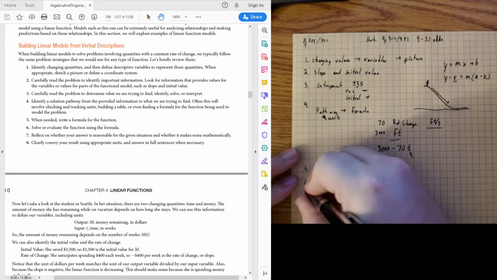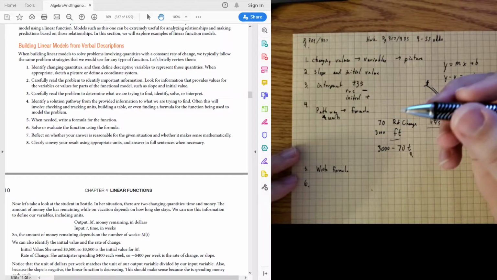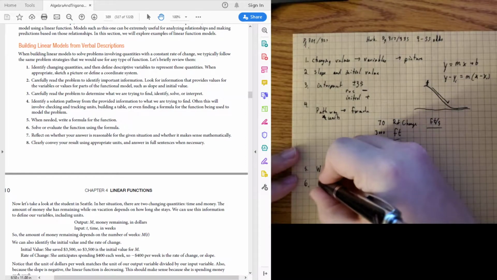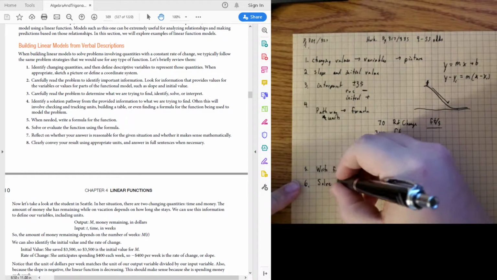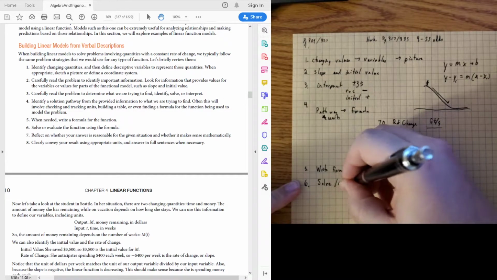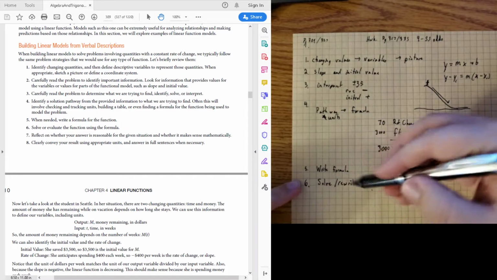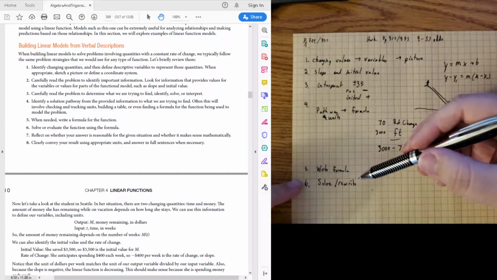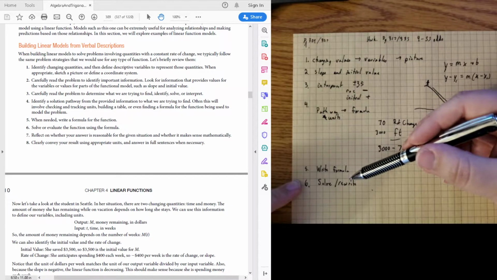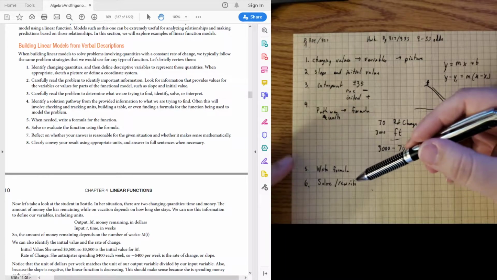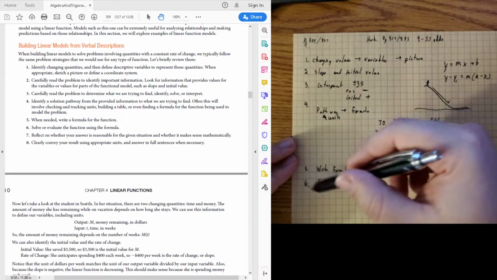Number 6, solve or evaluate the function using the formula. So this is my solve. This is usually also my rewrite, if I need to. If there's more than one variable involved, maybe I can get rid of one of them. Maybe there's something in the problem that says, hey, that piece, I can get rid of it using some fancy technique in math. But I know that's always going to be a possibility.